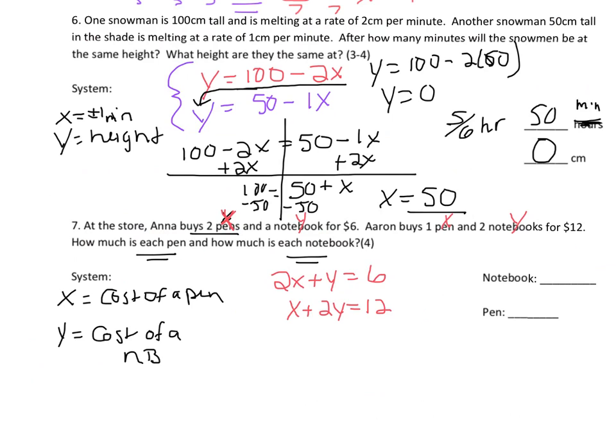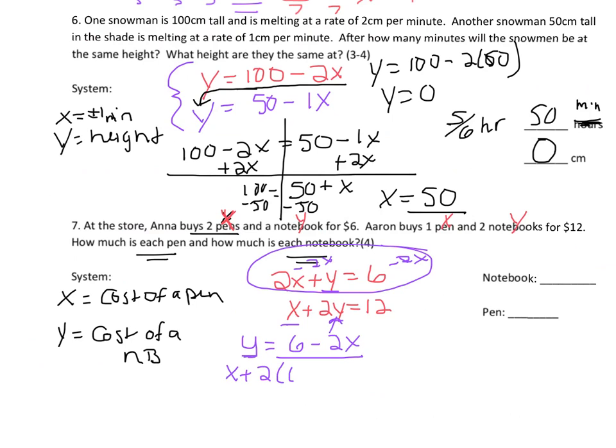One way is to solve for one of the variables, either the y or the x, and use substitution. So I could subtract 2x from both sides. So now this equation right here would be y equals 6 minus 2x. And now I can pretend that the y key is broken, and I'm going to take this and plug it right in. So x plus 2 times 6 minus 2x equals 12.